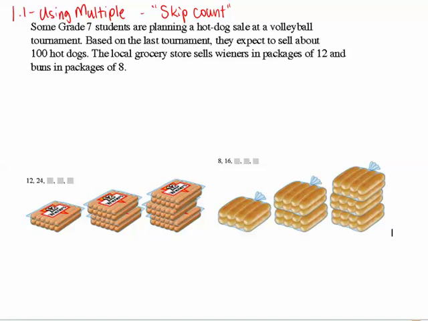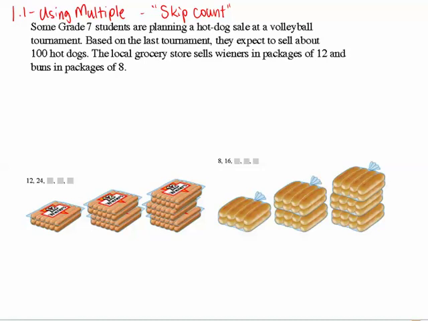And we can use this to solve problems which have multiples of the same thing. So here's the problem in the textbook. Some grade 7 students are planning a hot dog sale at a volleyball tournament. Based on the last tournament, they expect to sell 100 hot dogs. The local grocery store sells wieners in packages of 12s and buns in packages of 8.